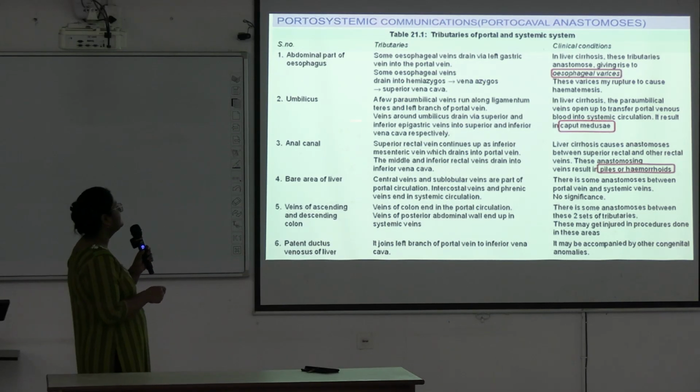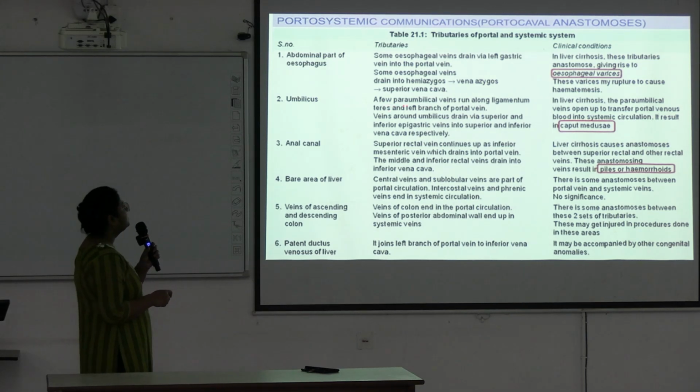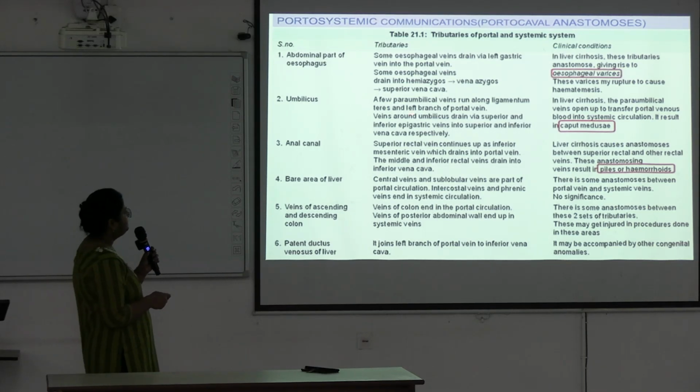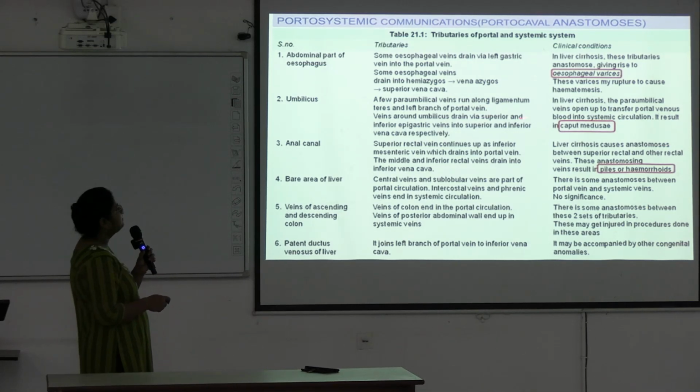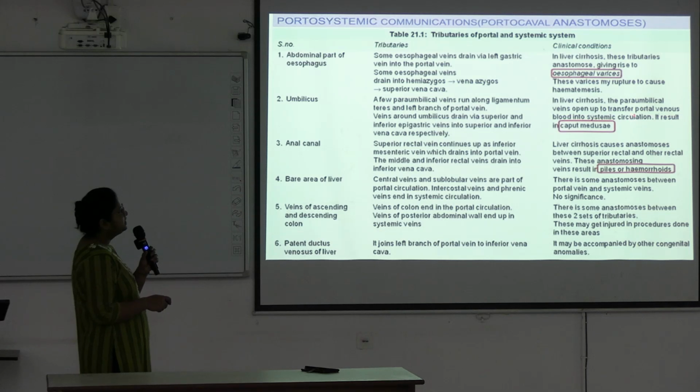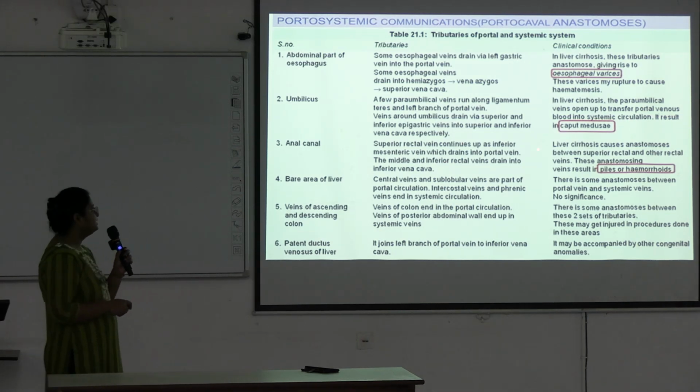Now, around the umbilicus, a few paraumbilical veins run along the ligamentum teres. The ligamentum teres is one ligament of the liver, and the left branch of the portal vein. Veins around the umbilicus drain via the superior and inferior epigastric veins into the superior and inferior vena cava respectively. In cirrhosis of liver, paraumbilical veins open up to transfer portal venous blood into the systemic circulation and result in caput medusae.